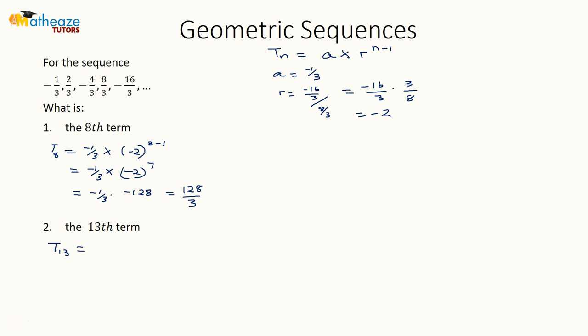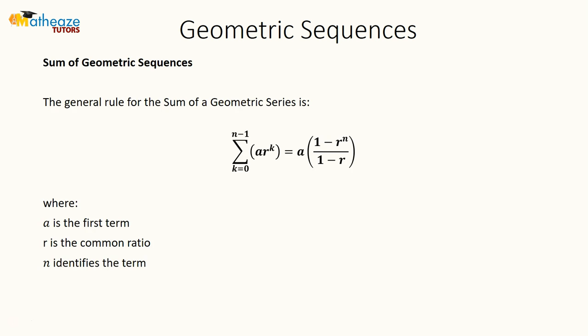T13 is going to give us negative 1 over 3 multiplied by negative 2 to the power of 13 minus 1, which is negative 1 over 3 multiplied by negative 2 to the power of 12. So this is negative 1 over 3 multiplied by 4096, which is 4096 over 3, and it's a negative value.